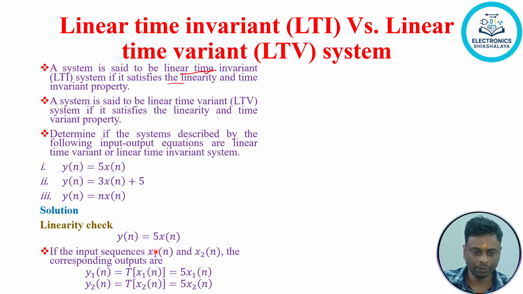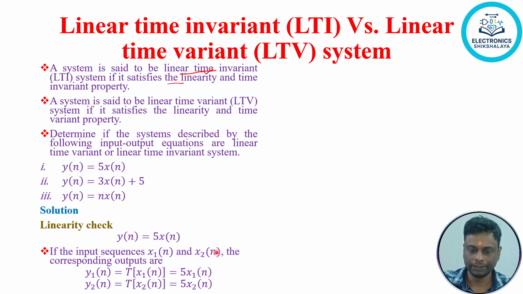If the input sequences are x1 of n and x2 of n, these are the individual responses. So y1 of n equals the transformation of x1 of n. In place of x of n, we are replacing with x1 of n, so it will be 5x1 of n. Similarly, y2 of n equals the transformation of x2 of n. In place of x of n, we are replacing x2 of n, so it will be 5x2 of n. Okay, these are the individual responses.